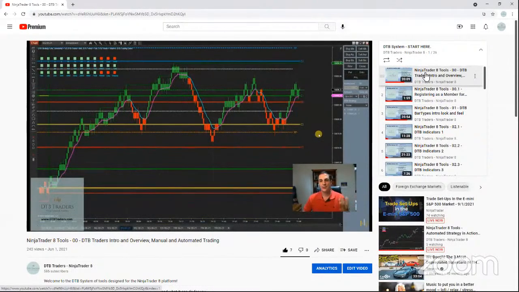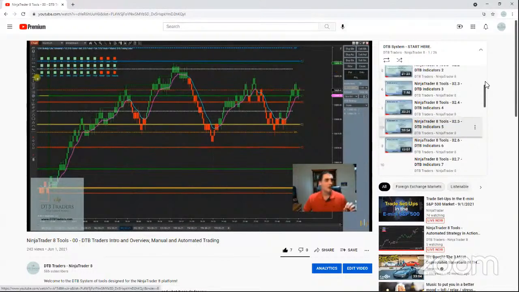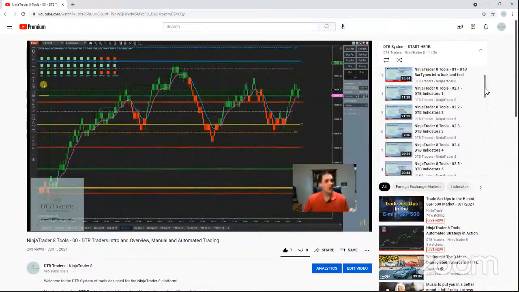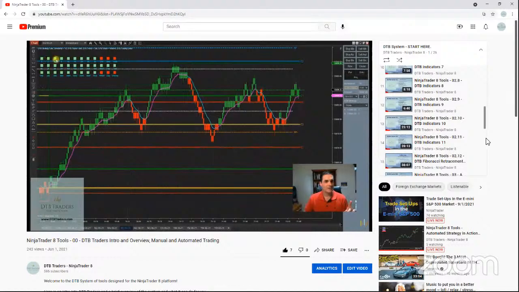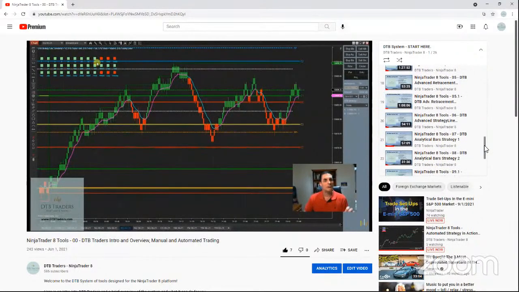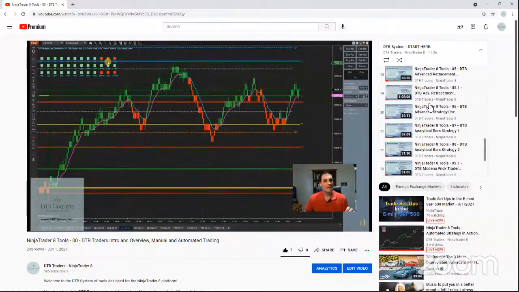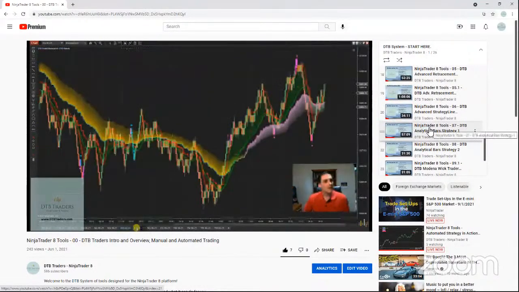It starts with the intro to the system, registering, and it goes into the bars, the indicators. It goes into all the indicators that we have, as well as the strategies. So they're all there. The strategies start there: advanced retracement strategy, analytical bars. The one that we're covering now is the analytical bars. I have made updates since I put this video in place, so I've got to replace that video.